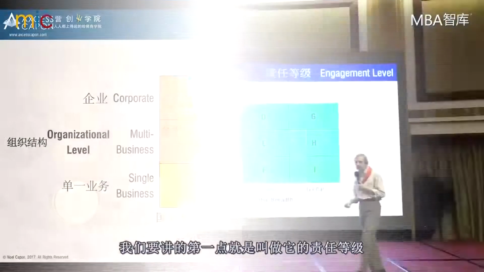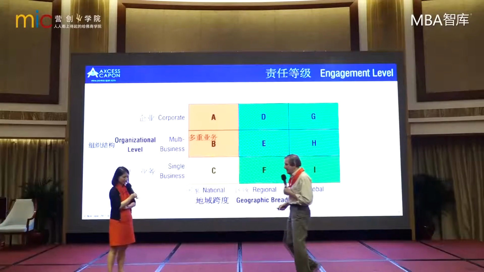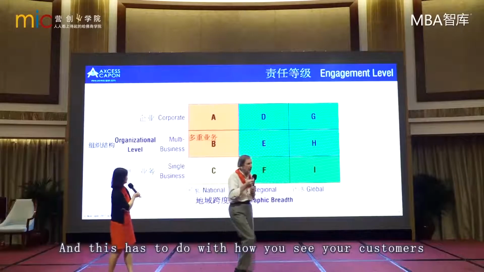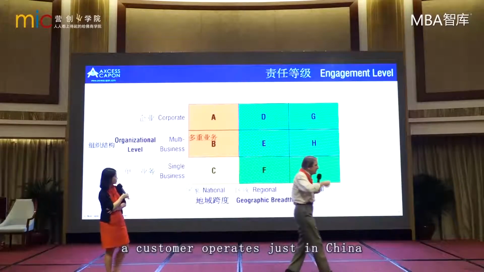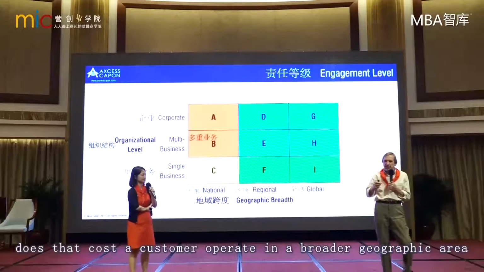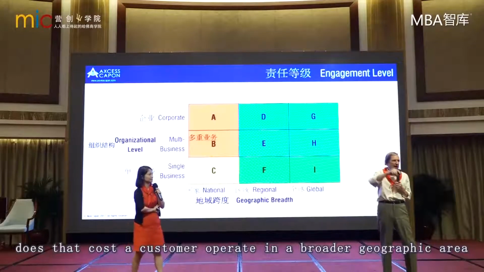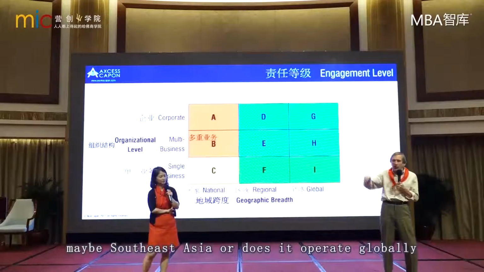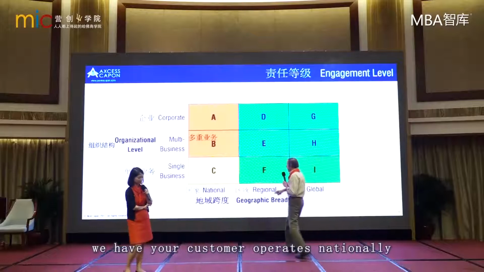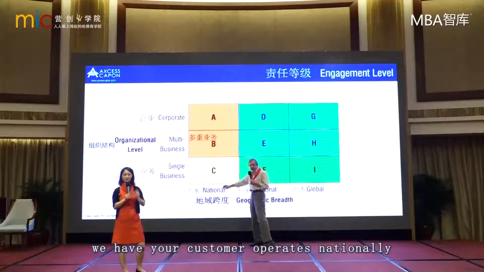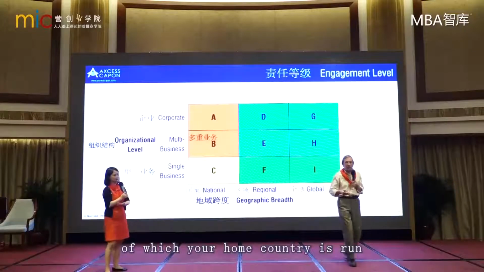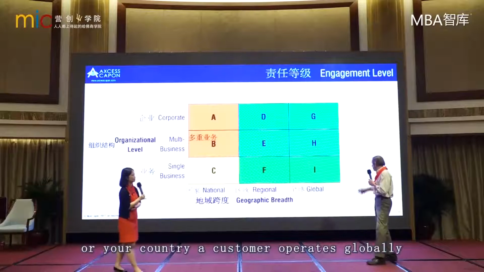And this has to do with how you see your customer. Is your customer a customer that operates just in China? That would be national. Or does that customer operate in a broader geographic area, maybe Southeast Asia, or does it operate globally? So along the bottom here, your customer operates nationally, or in several countries, of which your home country is one, or your customer operates globally.